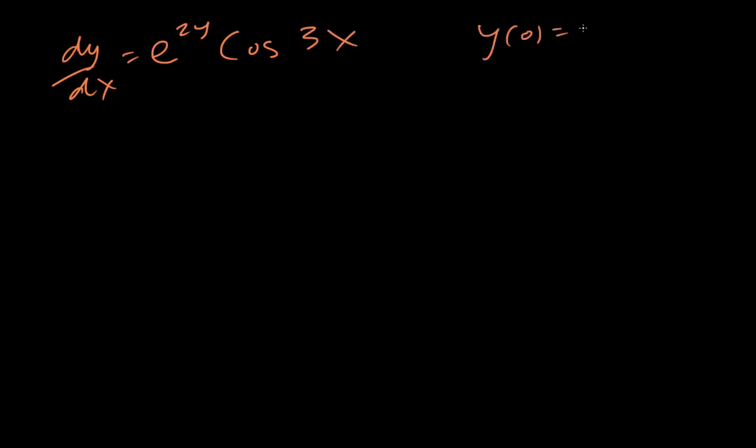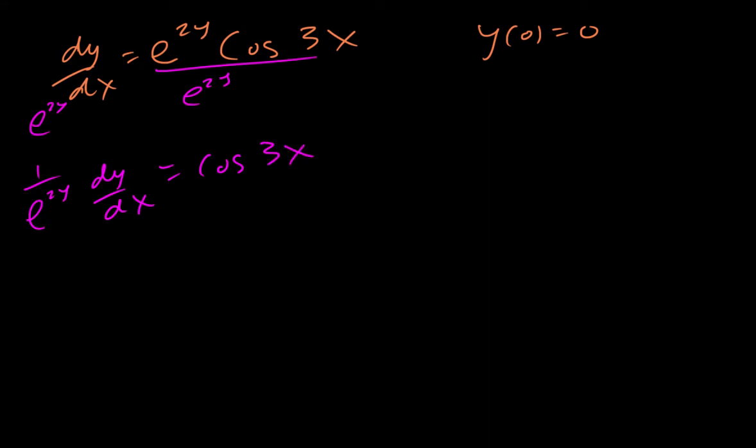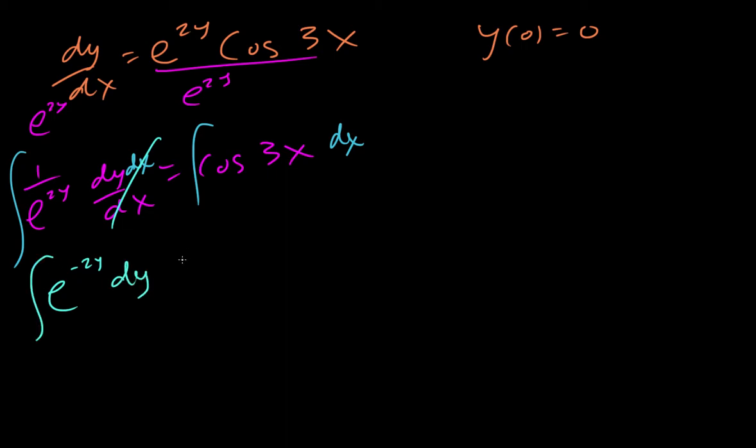Okay, solve this differential equation, given initial conditions. Okay. So what we're going to do, we're going to divide both sides by that. So we get 1 over e to the 2y dy dx is equal to cosine 3x. Integrate with respect to x. These cancel. Let's do e to the negative 2y dy is equal to this.